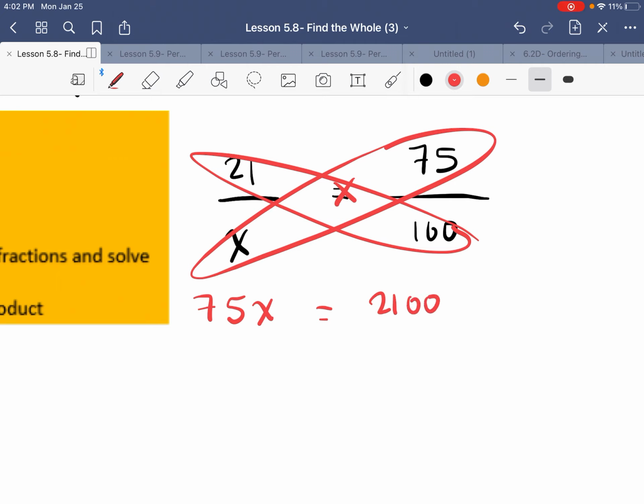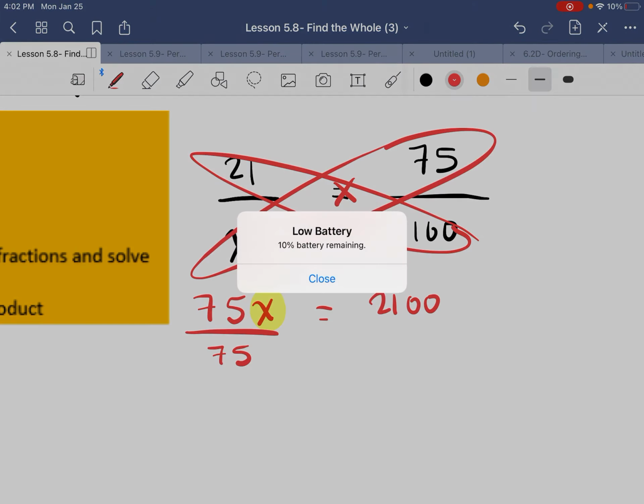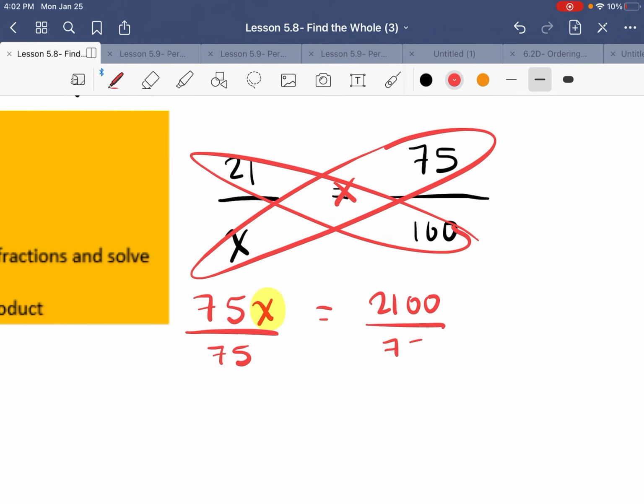Next, I want to make sure that X is isolated. I want to leave that by itself. How can I make X isolated? Well, I have to do the opposite. So I want to find out 75 times what gives me 2,100. The only way to do that is if I divide this by 75, and I also divide the other side by 75. This gives me X.